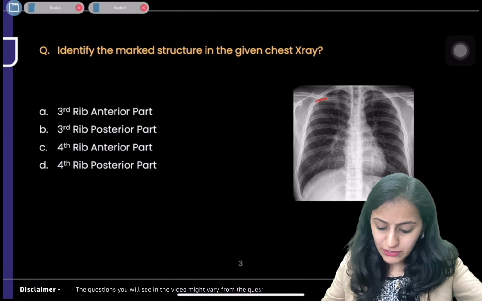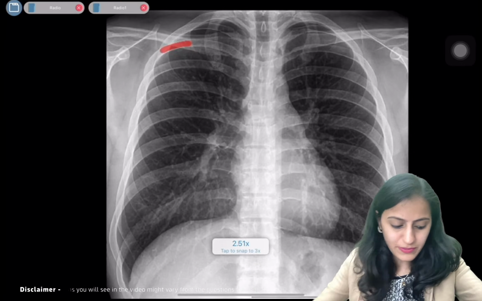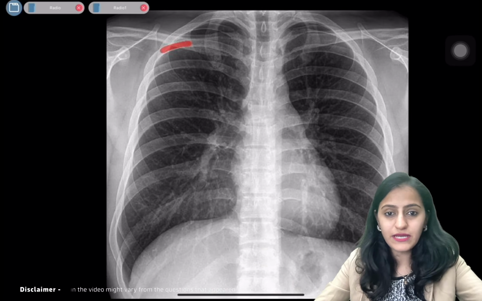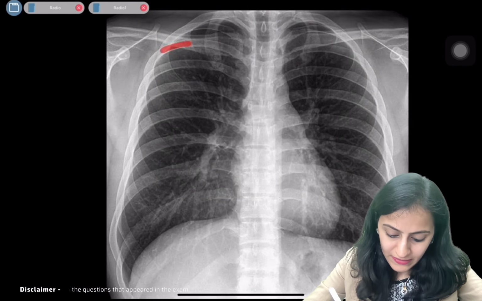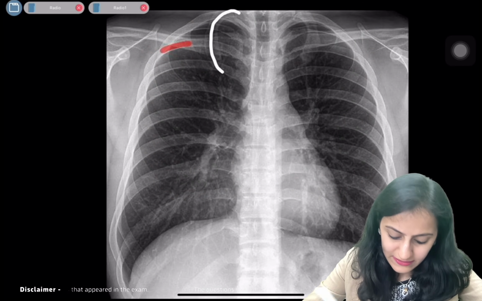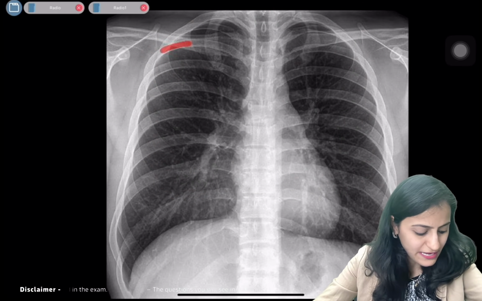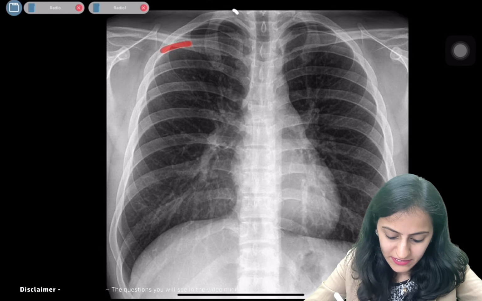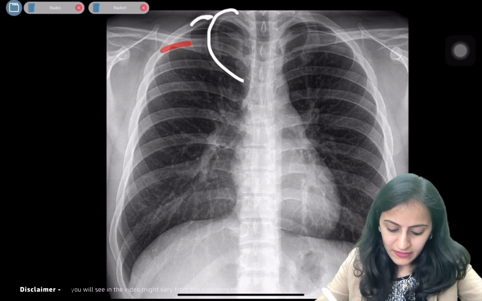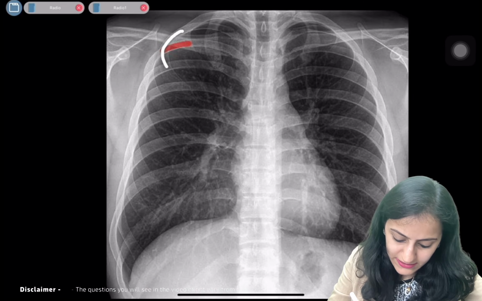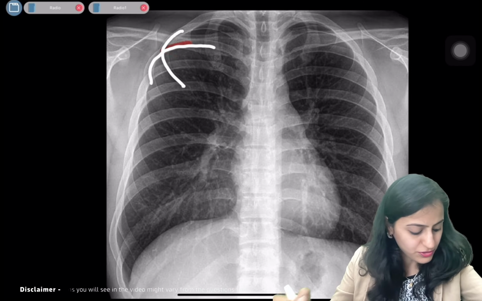Let's have a look at this radiograph first, and how do we count the ribs? This is the uppermost one, the first rib that we have. Below that, this is the second rib. Now this is the third rib, and this one is the fourth rib.